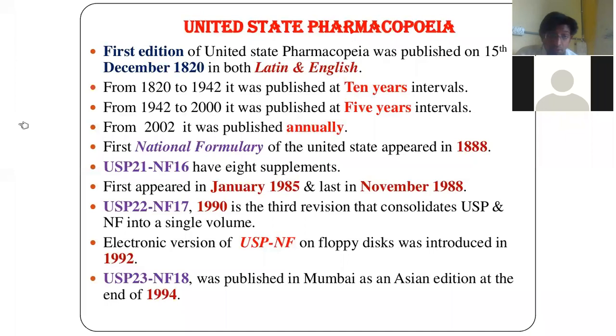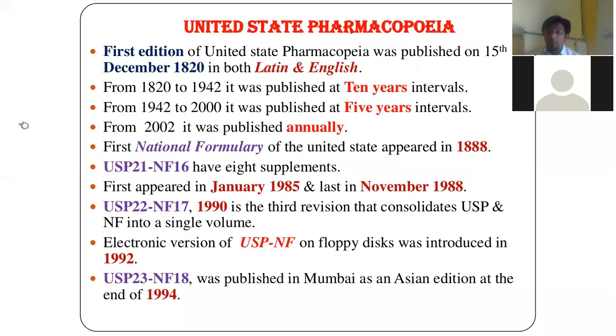USP 21 and National Formulary 16 have 18 supplements. First, it appeared in January 1985 and last in November 1988. USP 22 and National Formulary 17 was published in 1990, and it is the third revision that consolidated USP and National Formulary into a single volume.